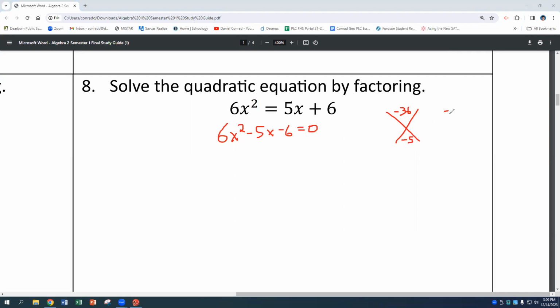So 36, let's see, you could do 1 times 36, negative 1 times 36, 1 times negative 36. You could do 2 times 18, so 2 times negative 18. You could do 3 times 12.